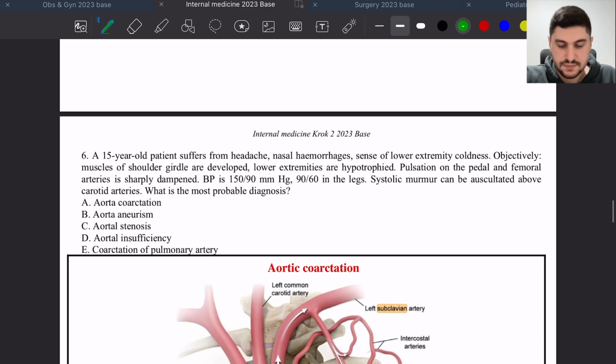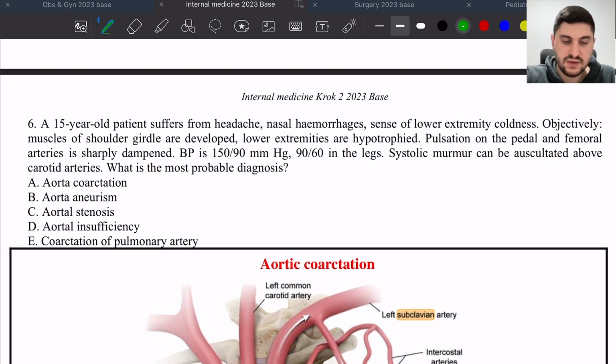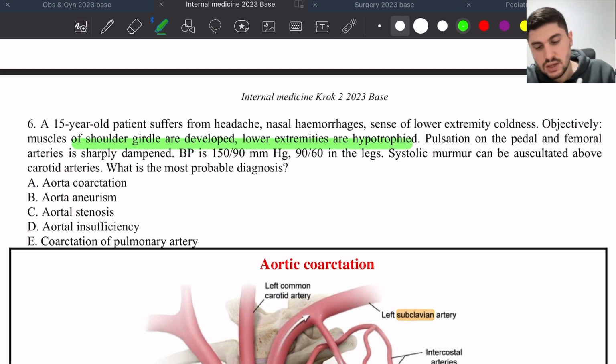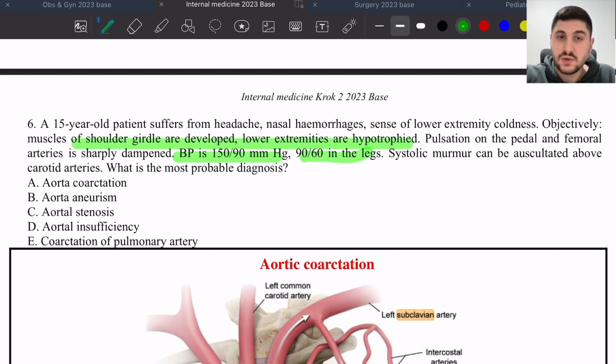Next, we have a 15-year-old patient, suffers from headache, nasal hemorrhages, sense of lower extremity coldness, muscles of the shoulder are developed, lower extremities are hypertrophied, pulsation of the pedal and femoral arteries is sharply dampened, blood pressure is 150/90, 90/60 in the legs. Systolic murmur can be auscultated above carotid arteries. What is the diagnosis?